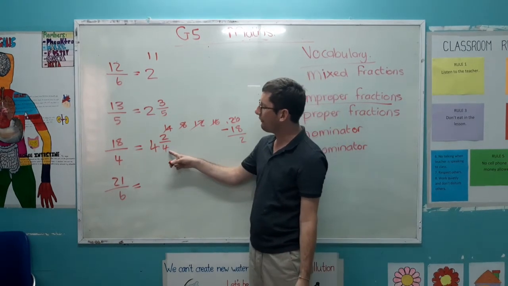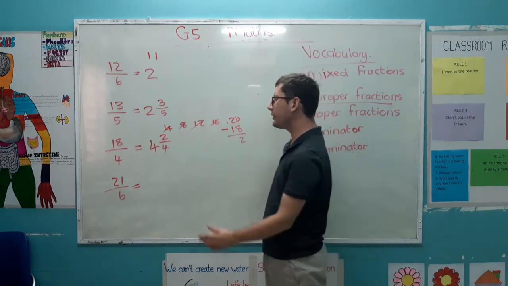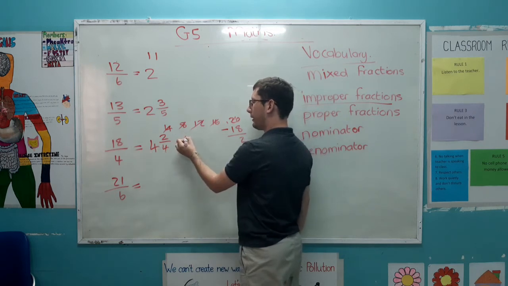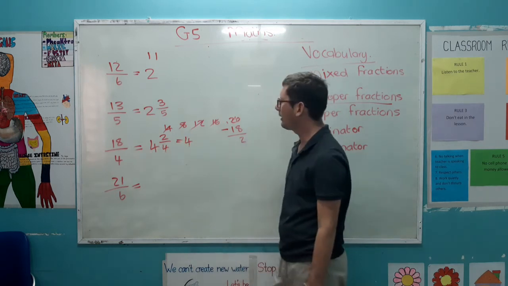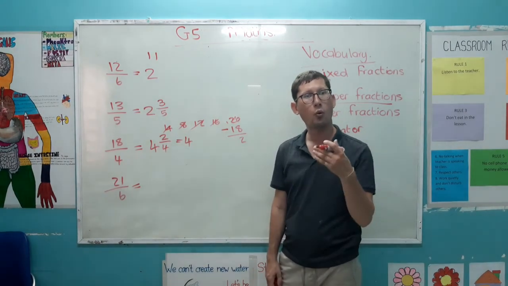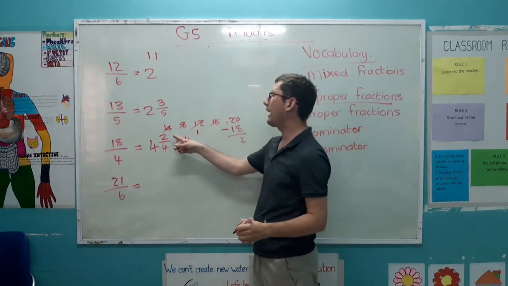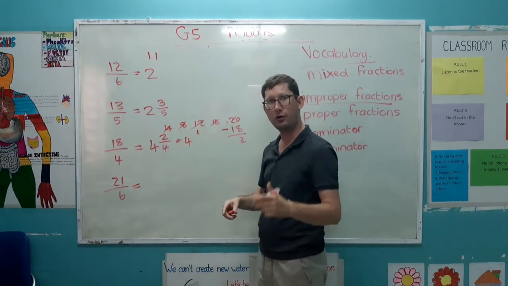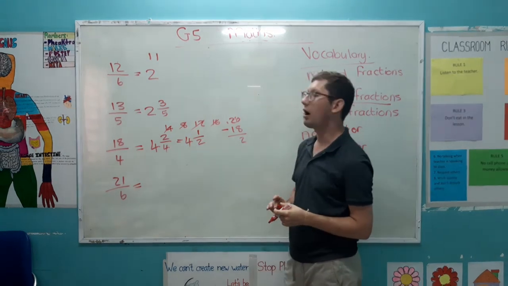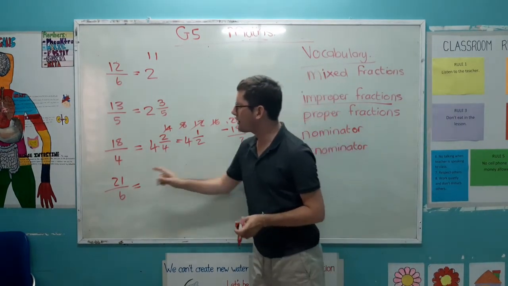But we can even reduce this mixed number. How do we reduce it? We have a whole number, okay? And how many times does 2 go into itself? 1 time. And how many times does 2 go into 4? 2 times. So then you can reduce it to 4 and 1 over 2. Okay.